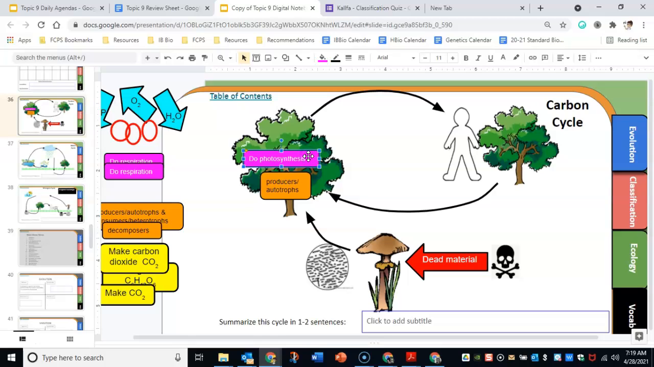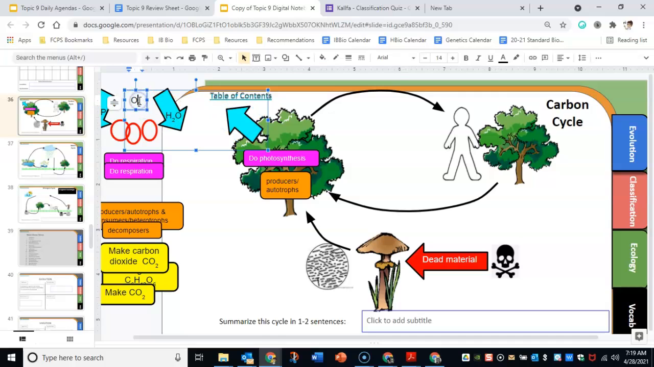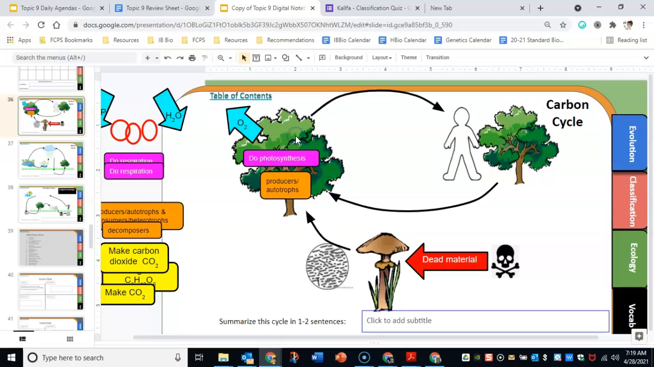One of the offshoots of photosynthesis is oxygen, right? Trees give off oxygen. So we're going to put that right there, okay? We know that that's what trees do during photosynthesis. One thing that happens, and we've learned this before, is that photosynthesis and cellular respiration are a cycle.